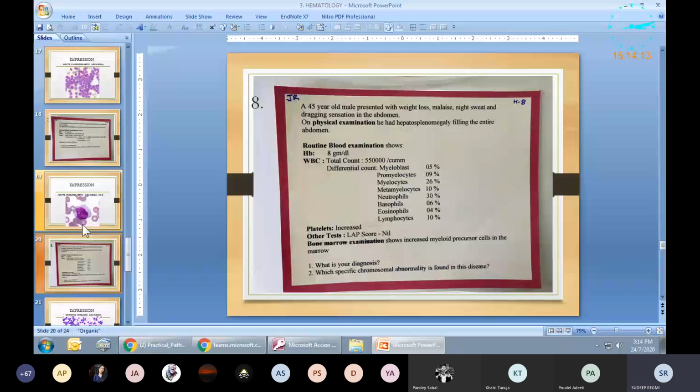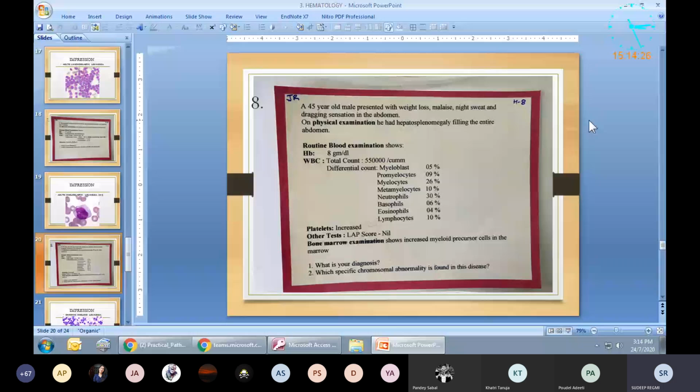Okay, then for today, we'll stop here. Two more cases of hematology are remaining. We'll cover this in the next class, next Friday.